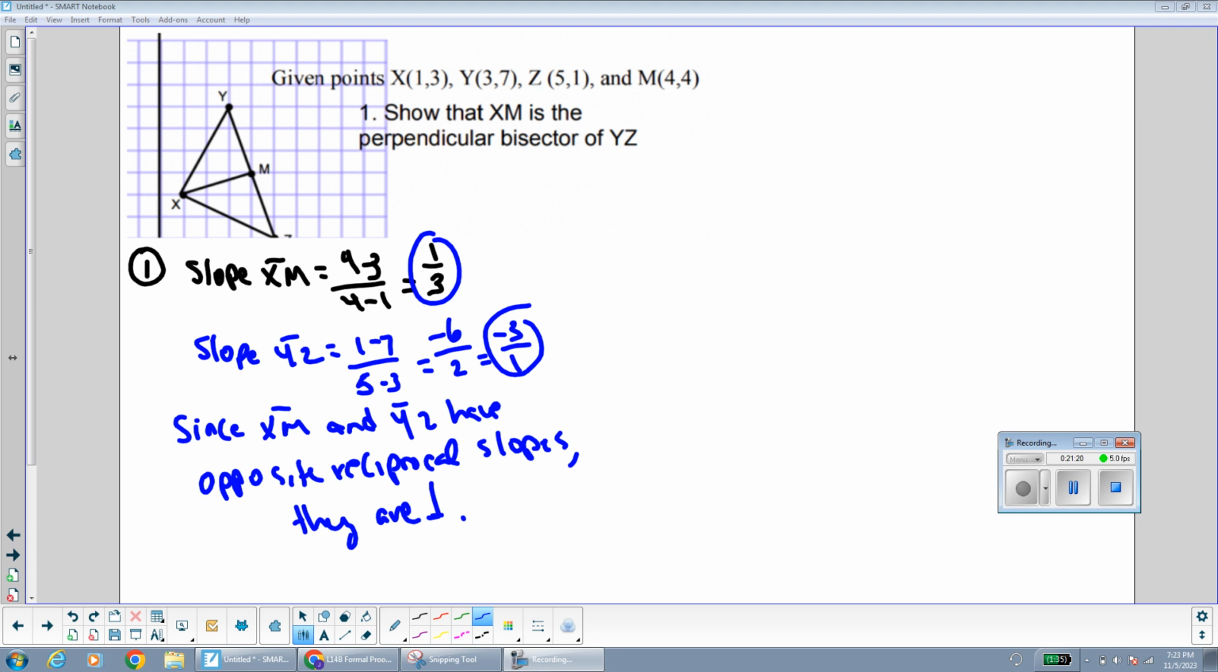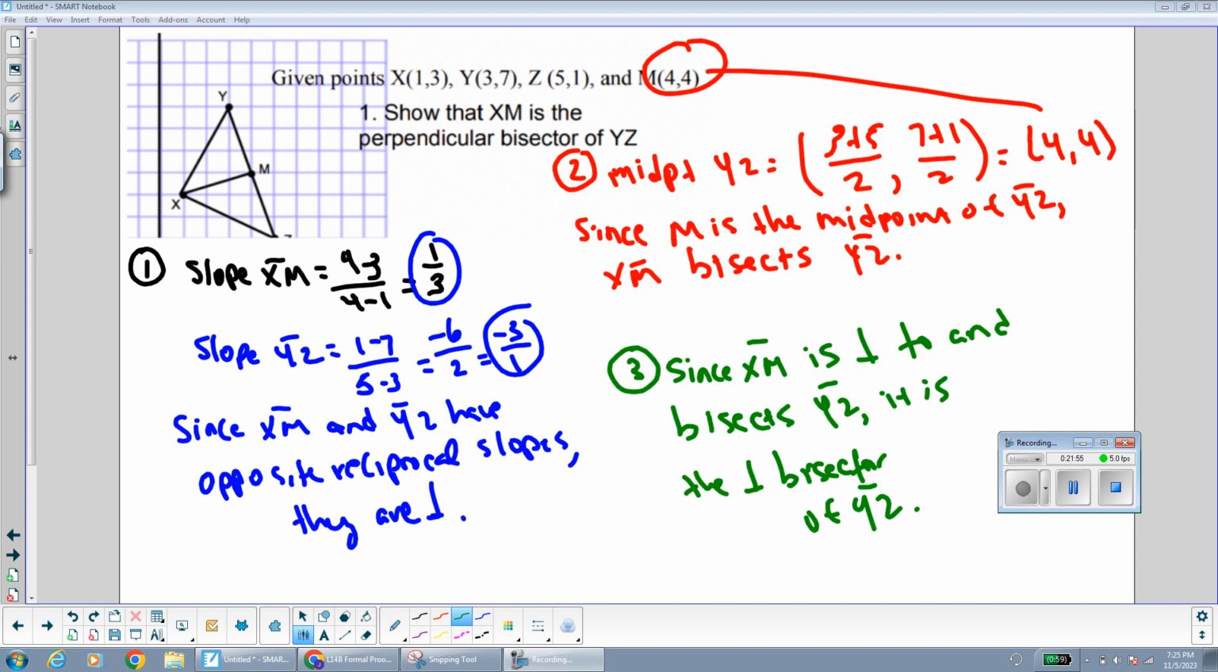The next part is showing that XM is a bisector of YZ. Two ways you can do that. Either you can use the distance formula and show that YM is congruent to MZ, or you can do what I'm going to do in this video, and show that M is the midpoint of YZ using the midpoint formula, because a bisector, since it cuts in the middle, should pass through the midpoint of a line segment. So I'm going to find the midpoint of line segment YZ, and I'm going to show that it is point M, which would make XM the bisector.